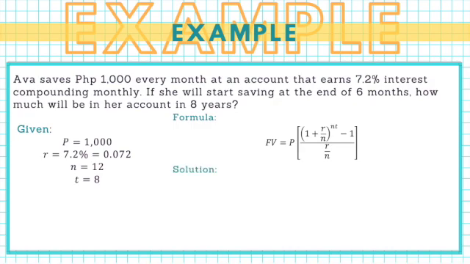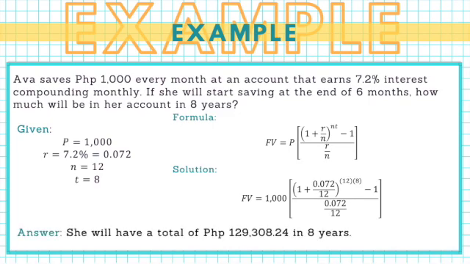Okay, so we simply substitute our given values to the formula, and using our calculator, in 8 years, her account will have a total of 129,308 pesos and 24 centavos.